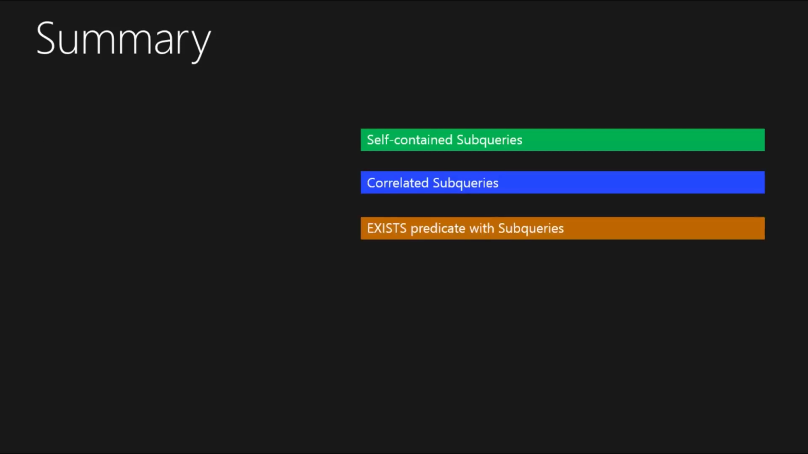Now let's see what we've learned so far in this module. We've learned what subqueries are and how to use them, how to write self-contained subqueries that return scalar or multi-valued results, how to write correlated subqueries in a select statement, how to rewrite some correlated subqueries as joins, how the exists predicate combines with the subquery, and how to write queries that use exists predicate in a where clause to test for the existence of qualifying rows. In the next module, you'll learn about table-valued functions, views, derived tables, and common table expressions.